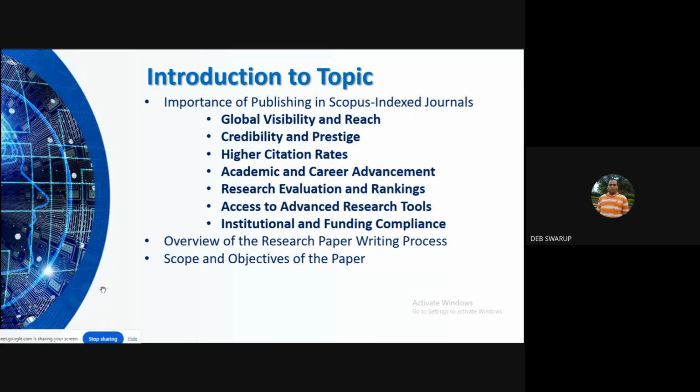What are the citations of your last 3 papers? What is your maximum? Which paper of yours has got the maximum citation? All those things. And then Scopus indexed journals also are helpful for us in our academic and career advancement. For the API scores also, these are much more important.